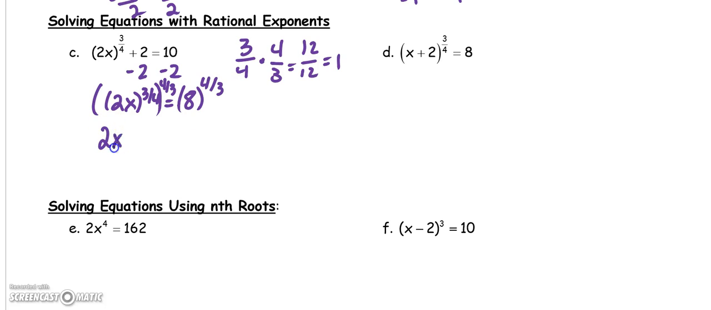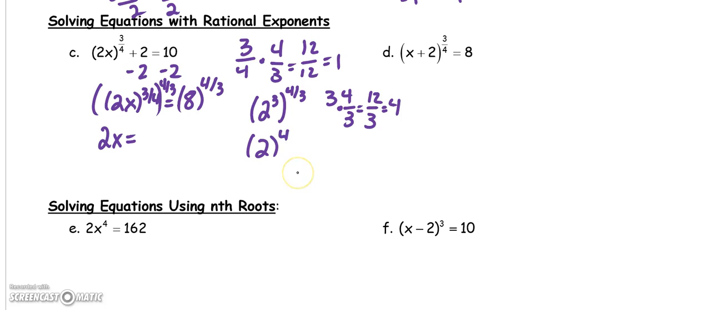So we have 2x equals, now we want to simplify this 8 to the 4/3. Remember that 8 is the same as 2 to the 3rd, so I can replace 8 with 2 to the 3rd. So if we've got 2 to the 3rd to the 4/3, remember when we have a power to a power, you multiply them. So we have 3 times 4/3, which is 12/3, which is just 4. So really, that's 2 to the 4th, and then 2 to the 4th is 16.